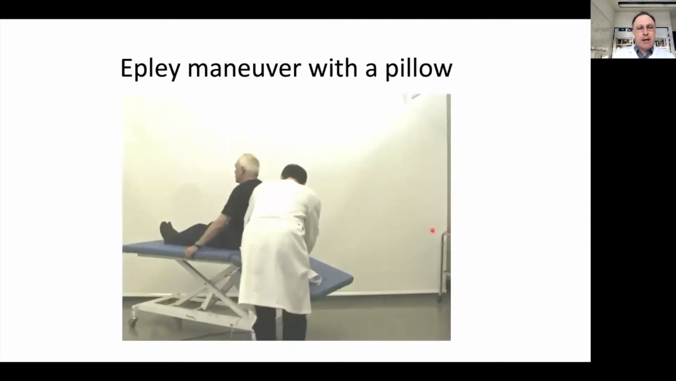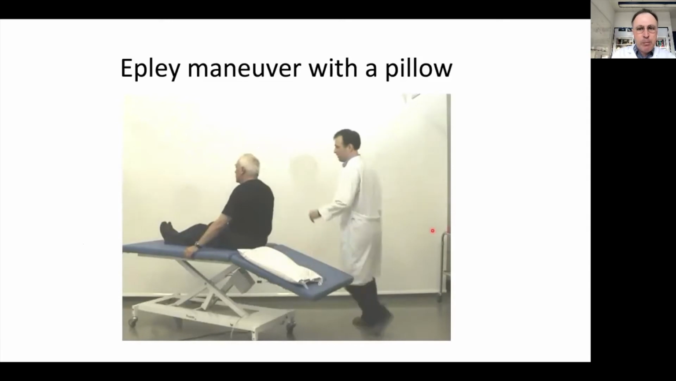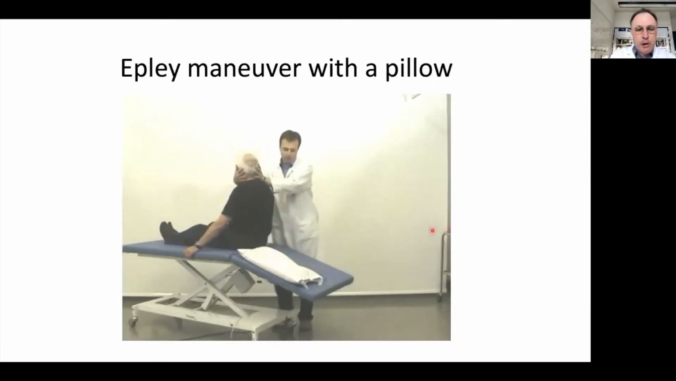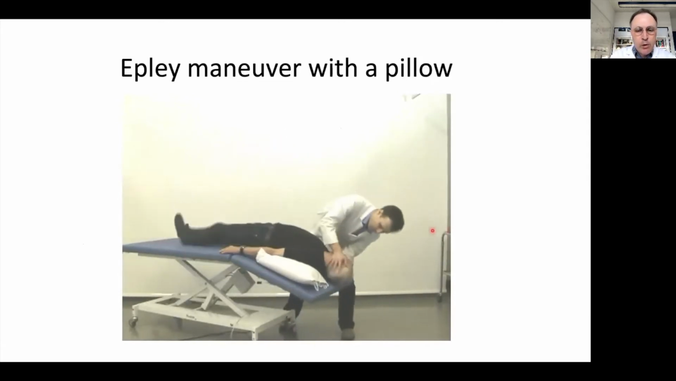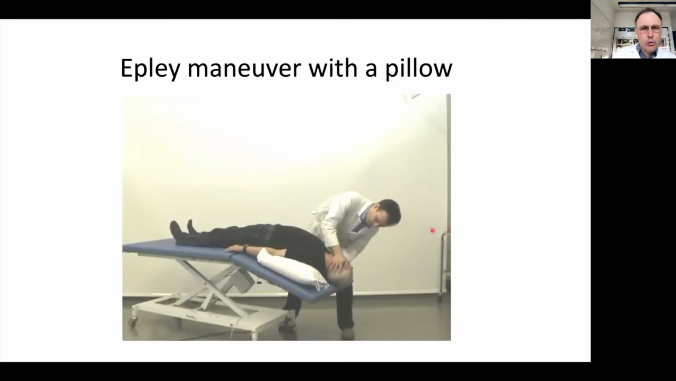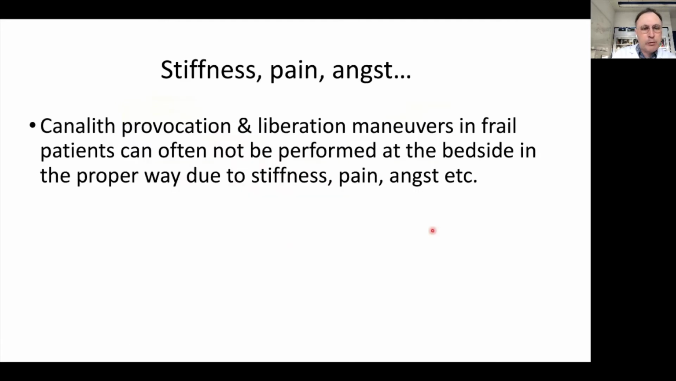Of course, you can make it easier. For instance, here with the Epley maneuver, you can put a pillow under one shoulder, which helps to turn the head more to the side. But still, with these tricks, it still remains difficult to do a correct Hallpike and after that Epley maneuver.